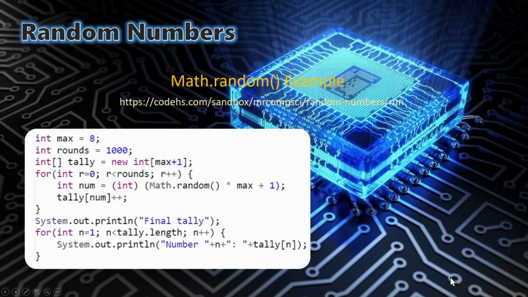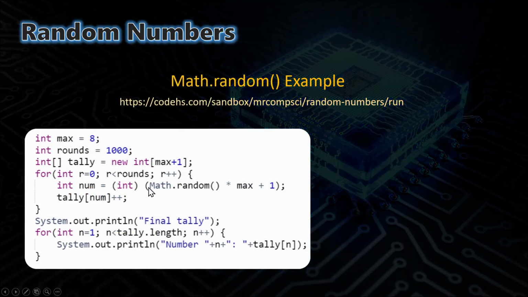So the correct way to do it is to put parentheses around the formula. So do your multiplication, do your addition, and then you do the conversion to an int. And then save it into a variable.